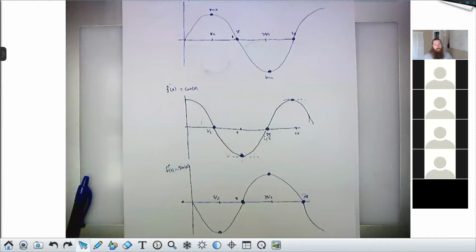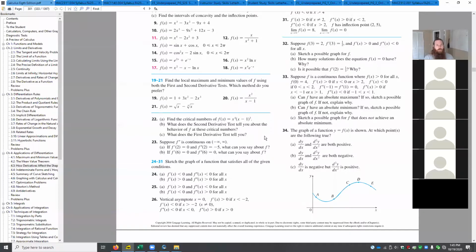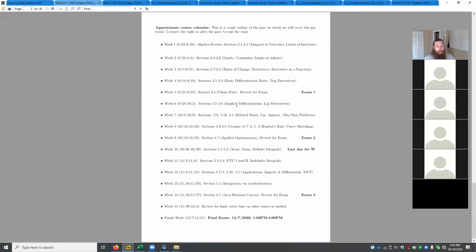I'll give you the strict definition of a min and a max, the first and second derivative tests, and you'll go on from there. The other bit of the homework this week is going to have to do with L'Hopital's rule and a little bit more of the curve sketching.